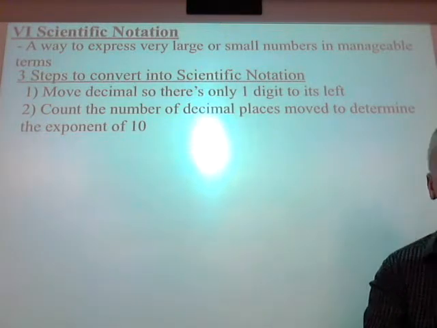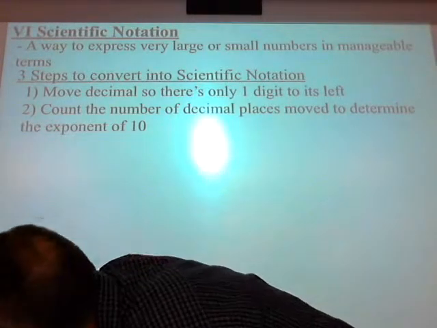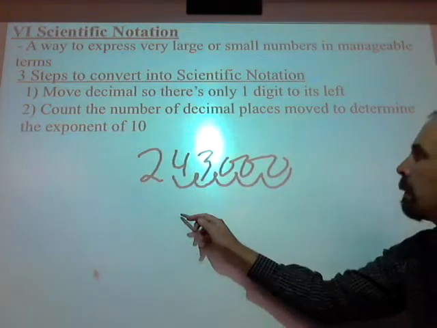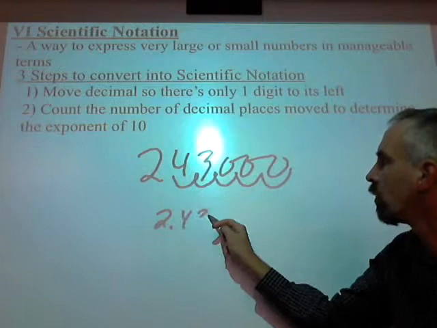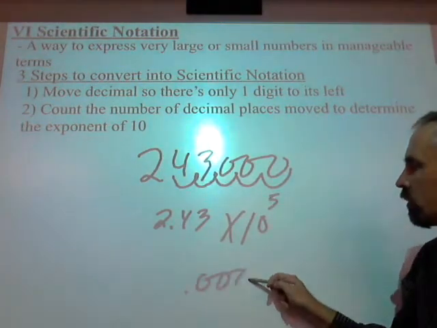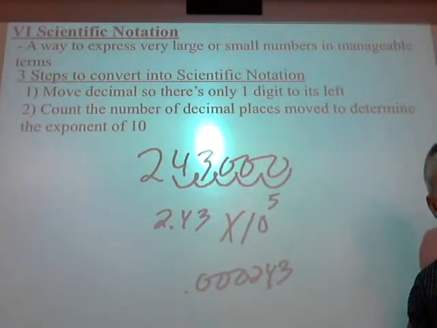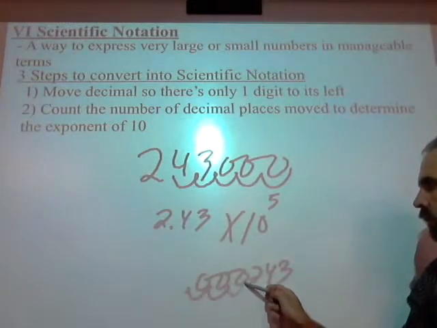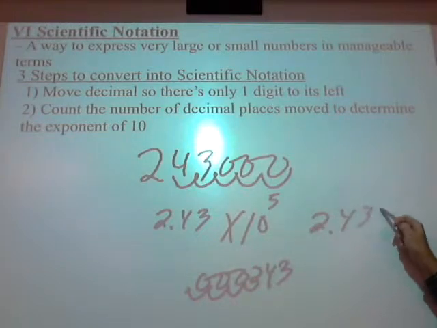Now this last one is where I'm really going to go off the rails and not just have you memorize. If I ask you, I bet you all will tell me the same answer. I moved it 1, 2, 3, 4, 5 spaces, and now it's 2.43 times 10 to the 5th power. If it were 0.000243, where would I move the decimal? 1, 2, 3, 4 spaces, right? So it would be 2.43 times 10 to the 4th power, right?